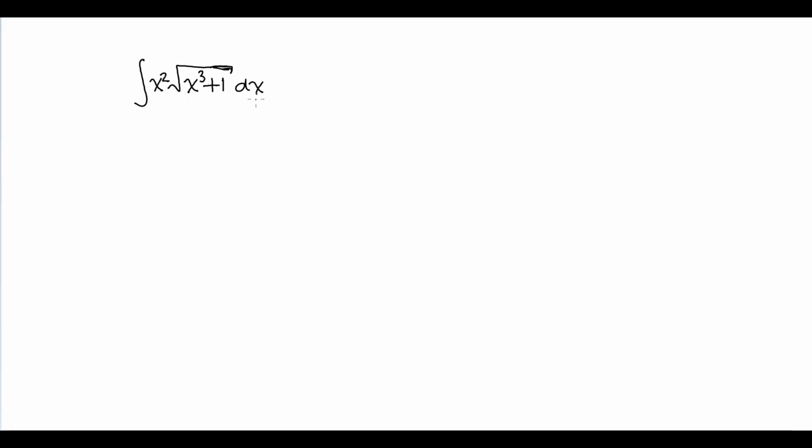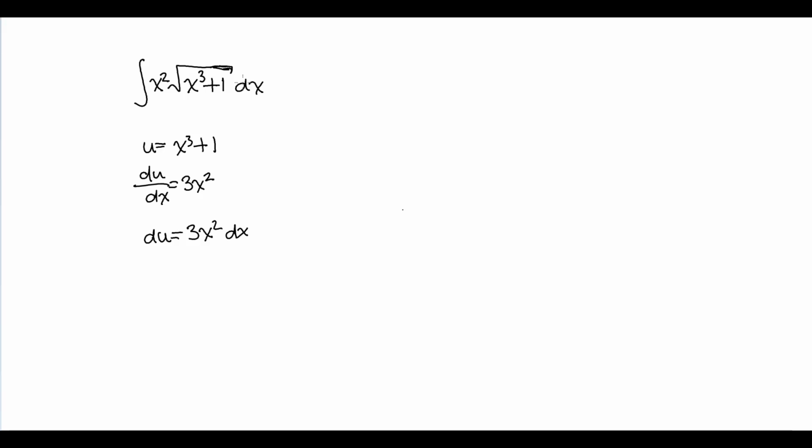Okay? And this serves to be a problem, because if we let u equal x cubed plus 1, as we did previously, then du dx is 3x squared. And we don't have a 3 anywhere. So in order to get a du, we have to have a 3x squared and a dx. We have a dx and x squared, but not a 3. So what can we do?